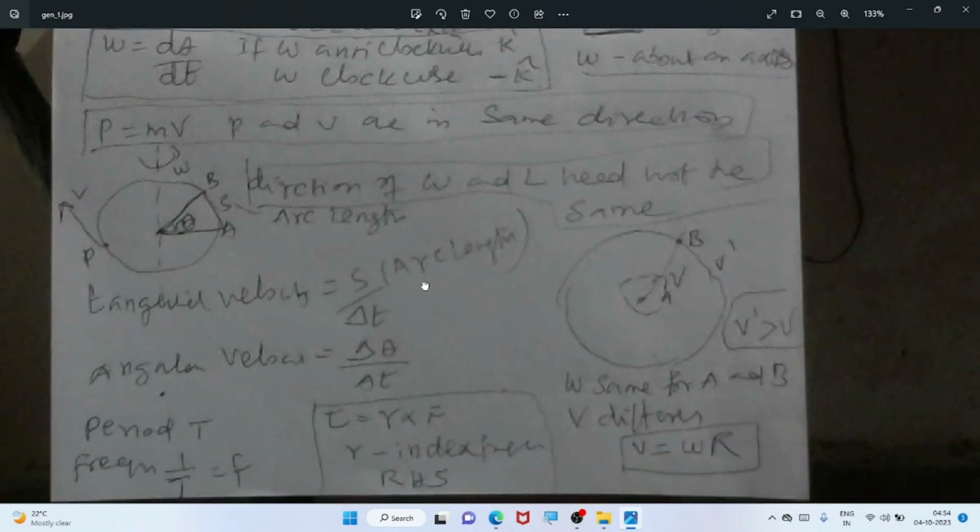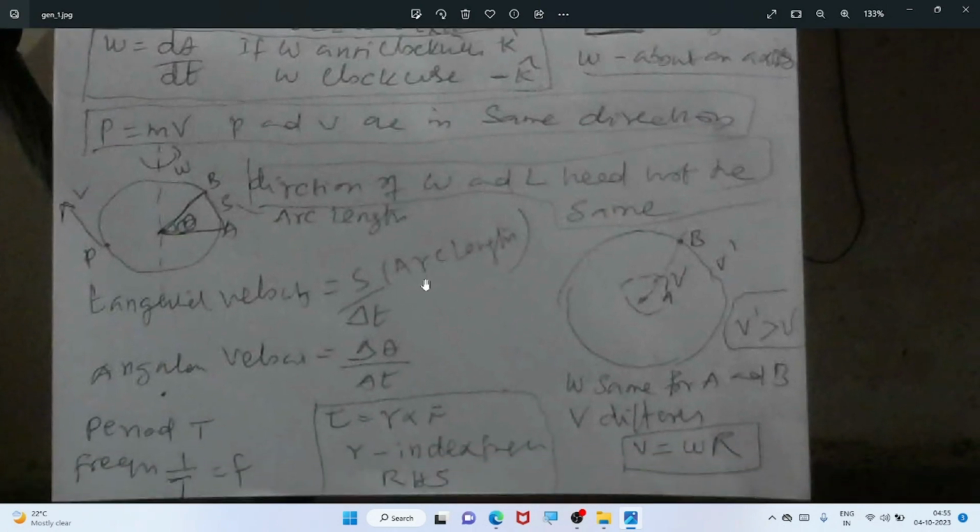See, there is an angular velocity and a linear velocity. Suppose you take this disk, and let us say 2 points, A and B. B is here, A is here. The angular velocity will be the same for both points. For this point and this point, they take the same time to make one rotation. So angular velocity will be the same, but the linear velocity will be different because this circle has more distance than this circle.